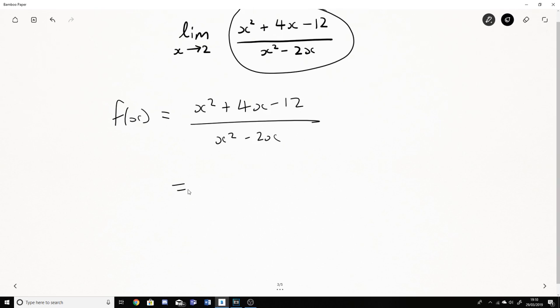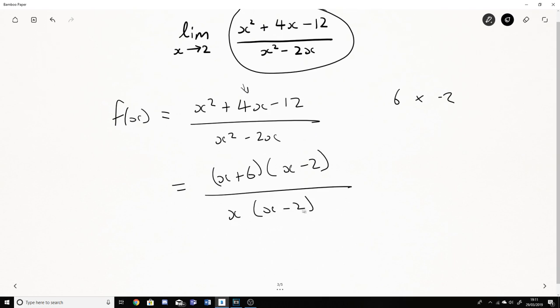If I simplify the numerator first, I can see it's a trinomial. So what adds up to 4 and multiplies to give minus 12? Well, quite simply, 6 and minus 2. Do we agree on that? So I can factorize the numerator as x plus 6 and x minus 2. And the denominator is easy. I just take the x out and I also get x minus 2. And look at that, the x minus 2's cancel out, and I'm left with x plus 6 all over x.